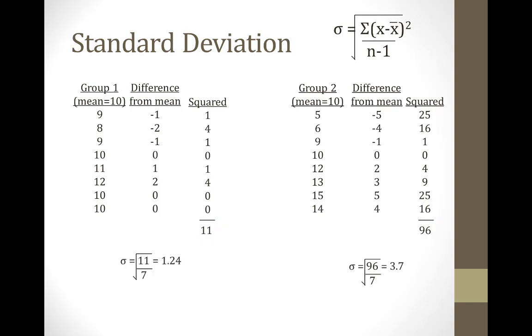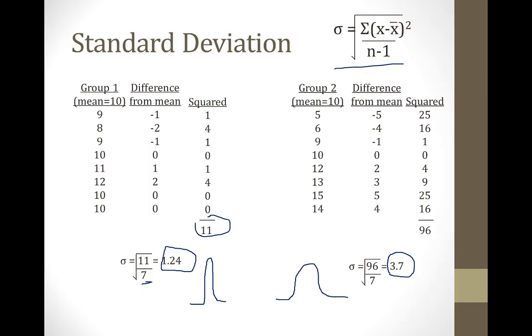And now we're going to plug it into this equation up here in the top right, and we're going to take that summed value, divide by the number of samples minus 1, which is 7 in both groups, and then take the square root of it. And what we see is that the standard deviation for group 1 is 1.24, and the standard deviation for group 2 is 3.7. This means that group 1 is much more tightly oriented around that mean compared to group 2, which is much more spread out. Even though they have the same mean, the data are more dispersed in group 2, and that's why you have a larger standard deviation in group 2.